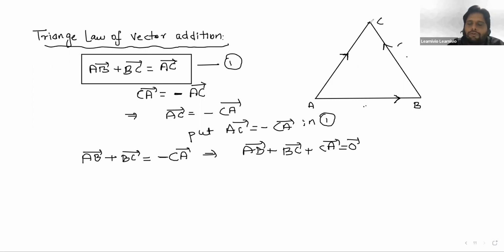That means from C you will go in this direction and again reach A. Then this will give you 0. I hope this is clear to you all. So I have shown you this. In any question, you may get this type of scenario.